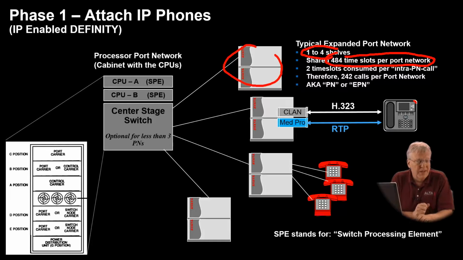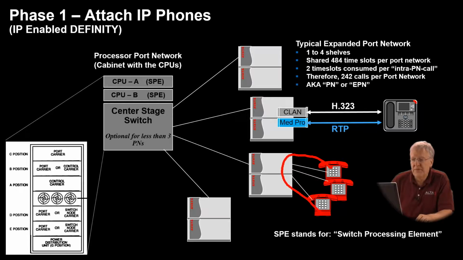But a port network actually divides that number by 2, because if you originate from an A phone and go to a B phone, that actually burns 2 time slots to support the A-B connection. So it's actually fairer to say there's 242 usable calls inside the port network.